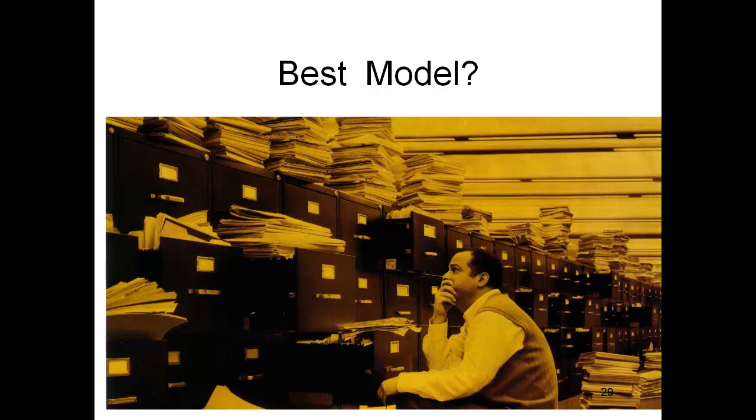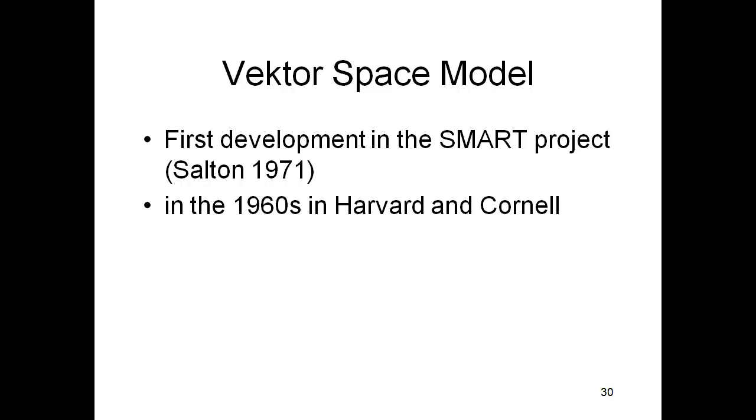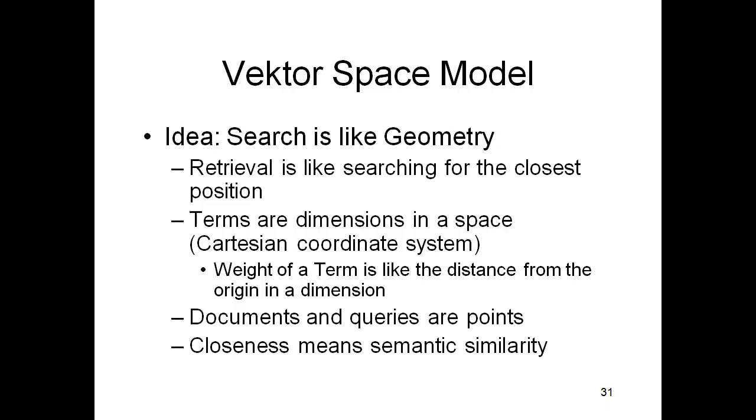And now we leave this behind and we come to partial match models. And we'll talk about 3 partial match models. Today, the vector space model. Historically, the vector space model was invented in the 1970s, by Salton at Harvard and Cornell University, and it took until the 90s until it had commercial success, and now it's ubiquitous in retrieval systems.